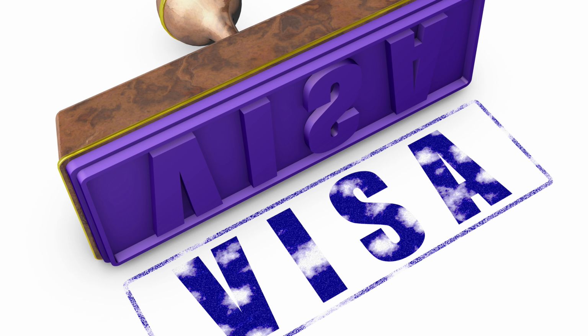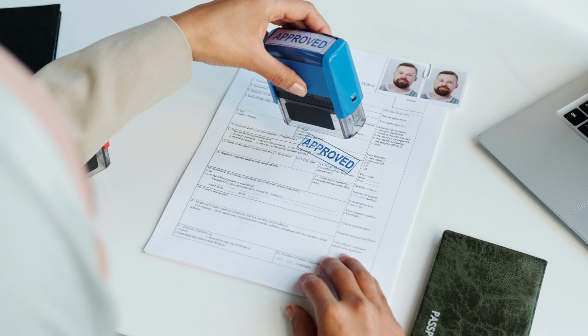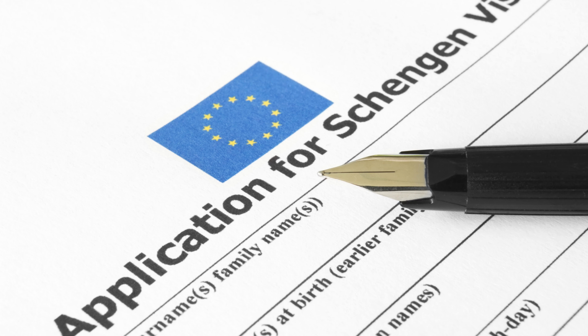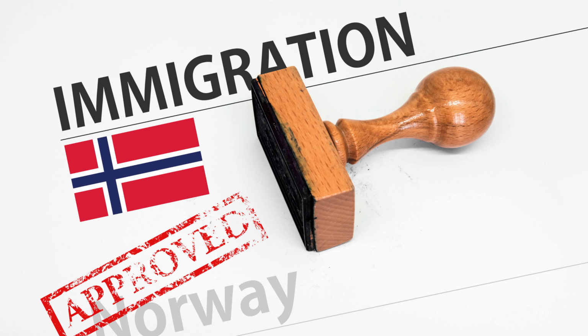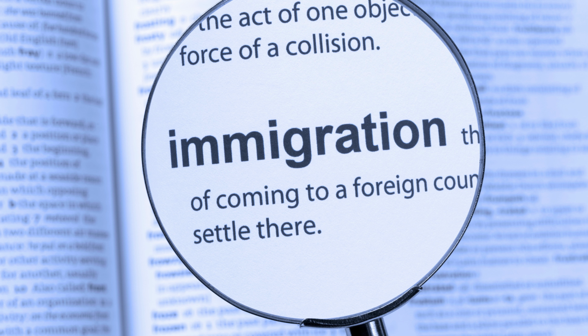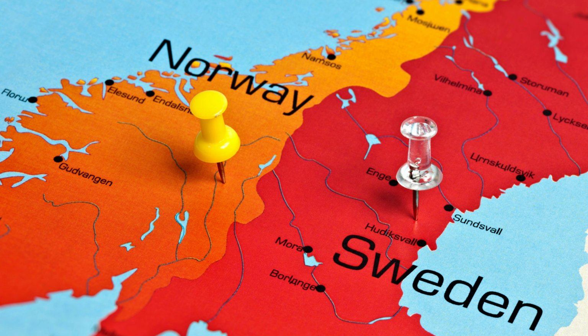Schengen visa application process. For a Schengen visa to Norway, here are the key steps. Check eligibility. Ensure you meet the eligibility criteria for a Schengen visa and have a valid reason for your visit. Complete the application form. Fill out the Schengen visa application form. You can often find this form on the website of the Norwegian embassy or consulate in your country.